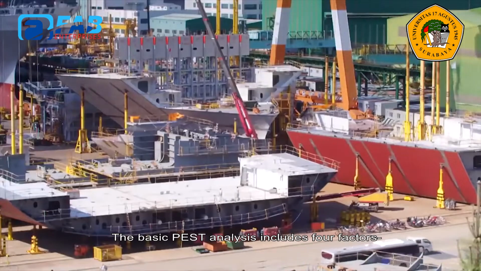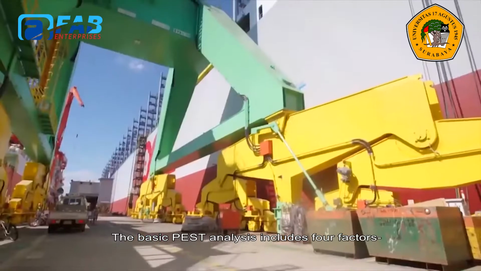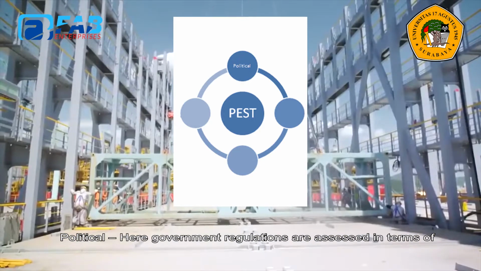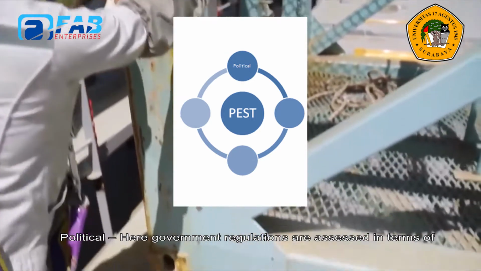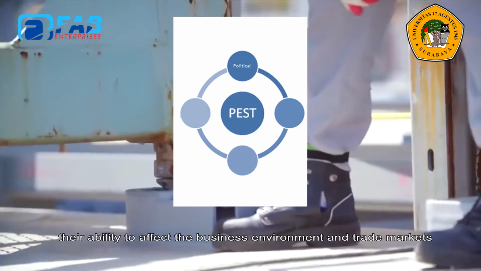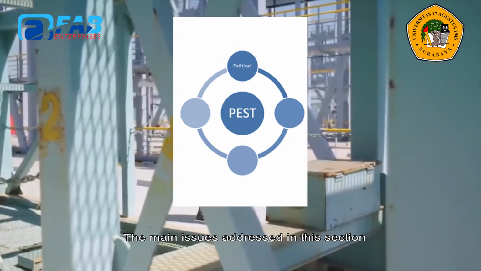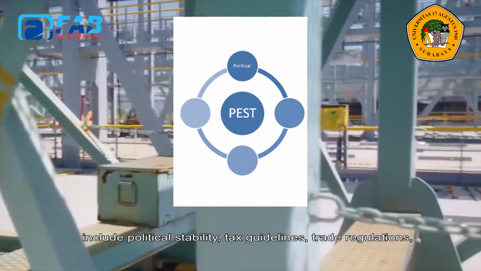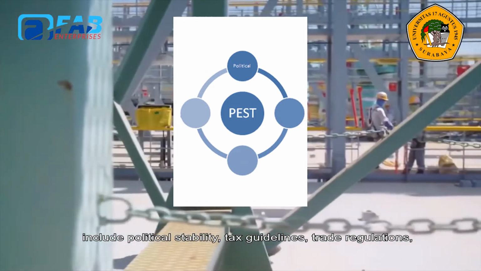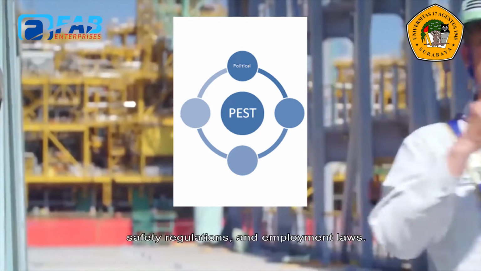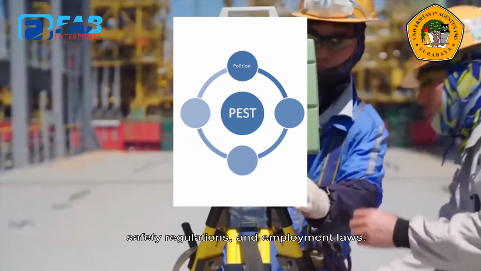The basic PEST analysis includes 4 factors. Political. Here, government regulations are assessed in terms of their ability to affect the business environment and trade markets. The main issues addressed in this section include political stability, tax guidelines, trade regulations, safety regulations, and employment laws.